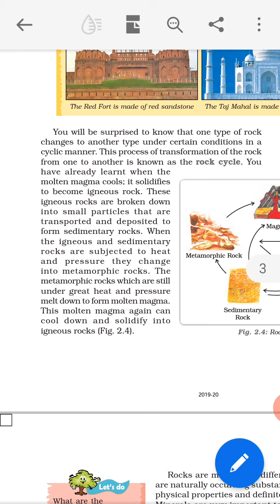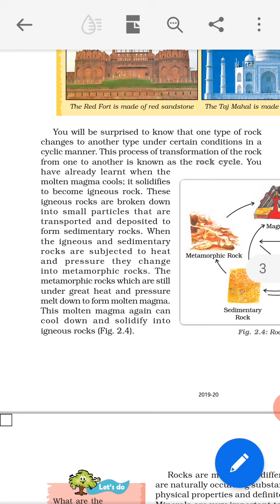You have already learned about molten magma. When the molten magma cools down, it solidifies and becomes igneous rocks. Now these igneous rocks are broken down into small particles. Now after that, the next condition.